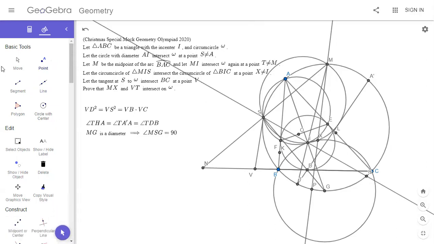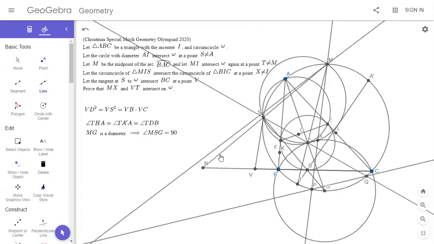Okay. By Reim's theorem, we can prove that MX is parallel to line PQ. MX is parallel to PQ, or what did you say is parallel to PQ? Line MS and line PQ. MS isn't necessarily parallel to PQ. They intersect at a point.